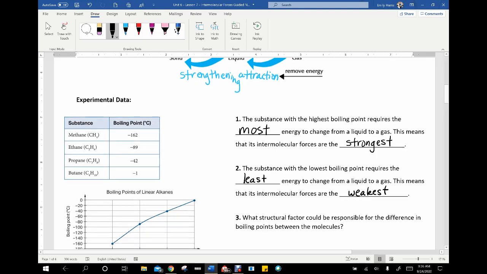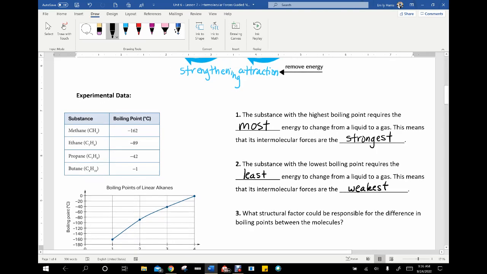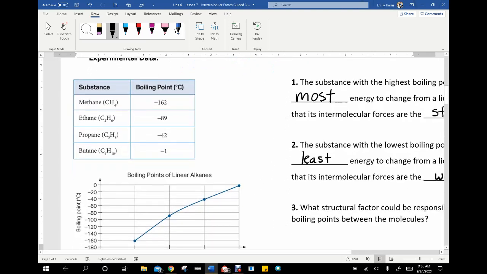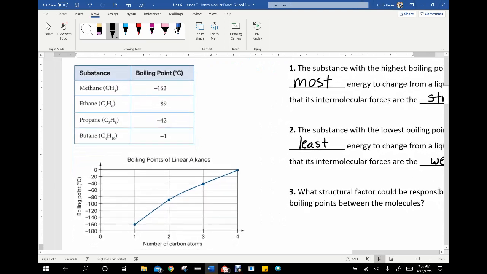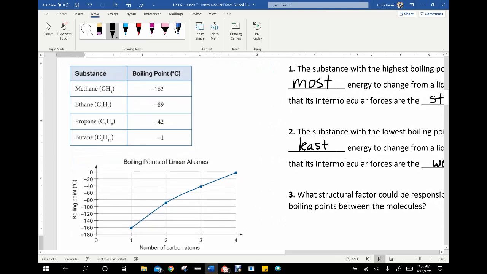So now let's see if we can make some further connections by looking at some experimental data. We've got 4 substances here that all fall into the classification of alkanes, meaning they just involve single bonds to carbon and hydrogens. And I'll draw out the Lewis structures to help you guys see them a little better. So we've got methane, which is CH4. That looks like this. We've got ethane, which is C2H6. So we've got 2 carbons now.